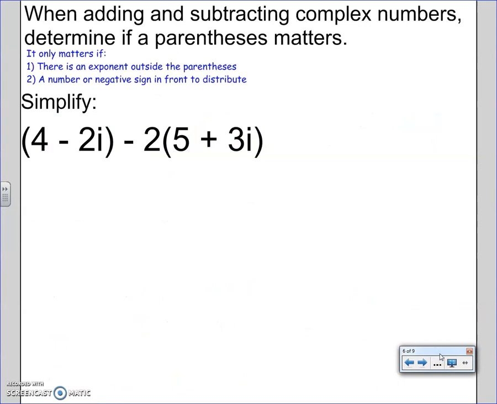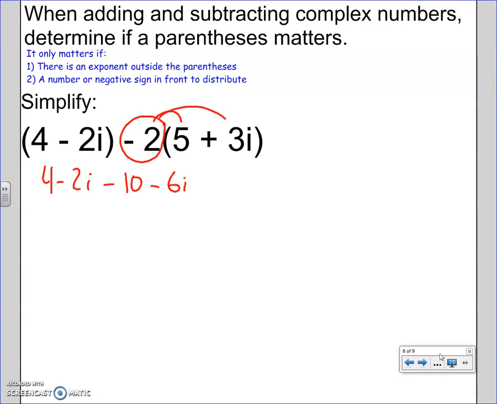So the slide should look similar. When adding and subtracting complex numbers, determine if the parentheses matter. Parentheses only matter if there's an exponent or a number or sign in front of it to distribute. So does the first parentheses matter? Answer is no. This stays the same. Does the second parentheses matter? Yes. I have to distribute the negative 2. So I get negative 10 minus 6i.